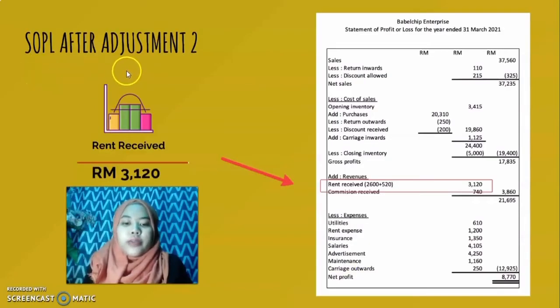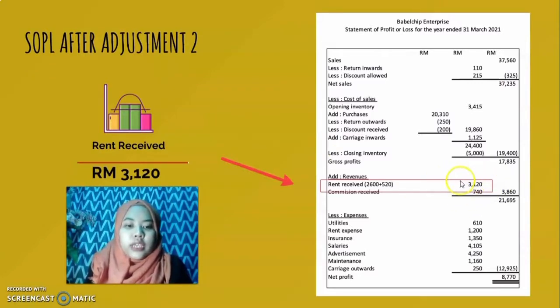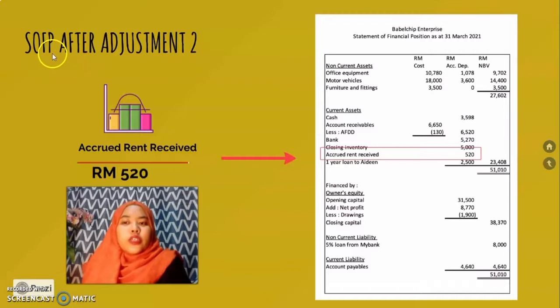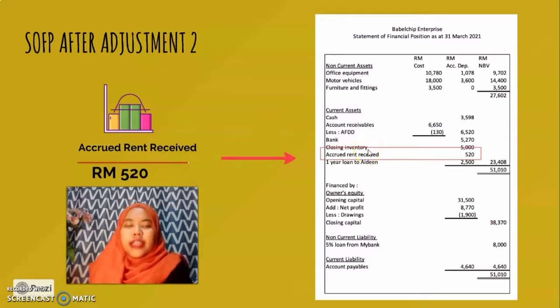So this is the SOPL, which included the rent that shall be received by Bubble Chip Enterprise, 3,120, after the accrual amount of 520 ringgit has been added. Lastly, this is the SOFP table after adjustment 2, where the accrued rent receivable of 520 shall be put under current asset, as tenants still owe Bubble Chip Enterprise 520 of rent. Therefore, that's all from me. Now, the presentation will be continued by Nurin Uzma.